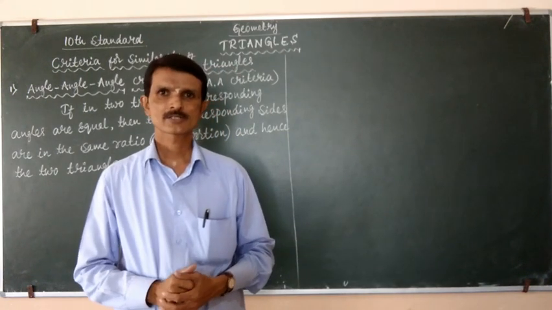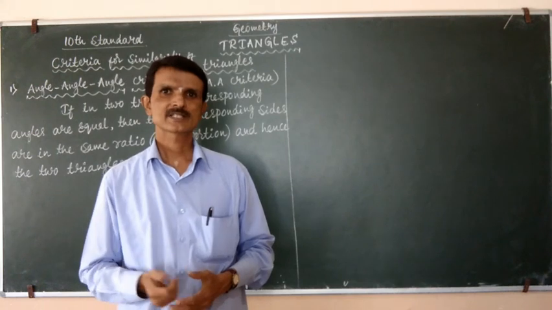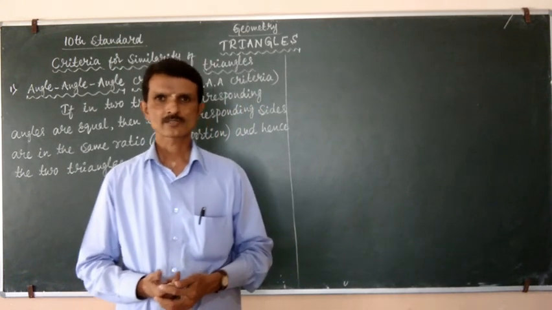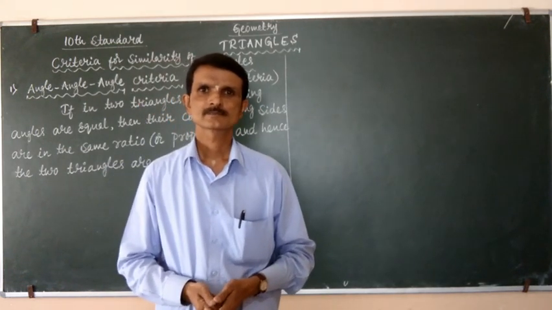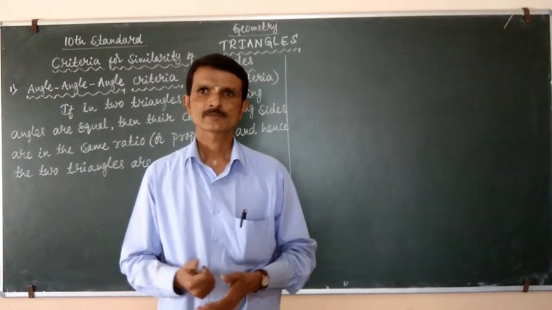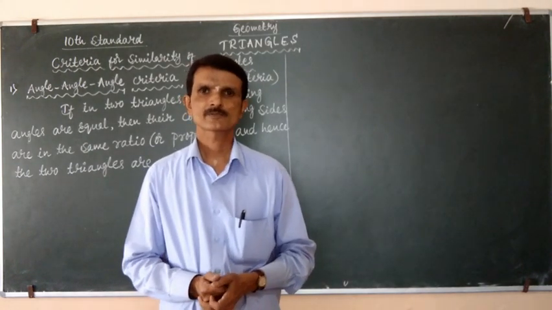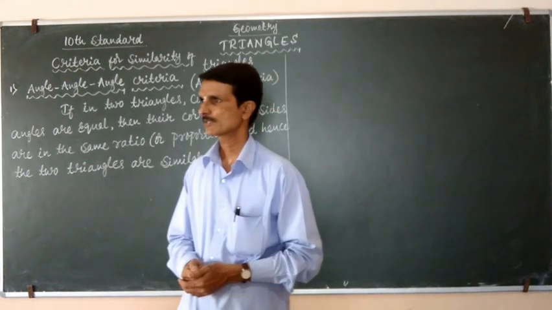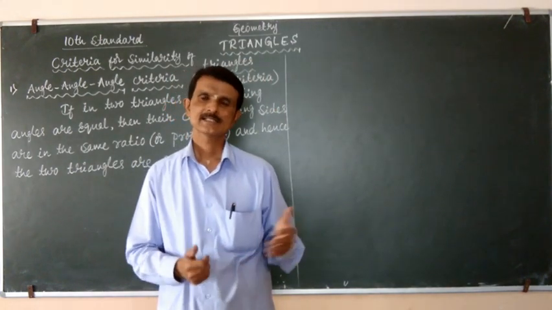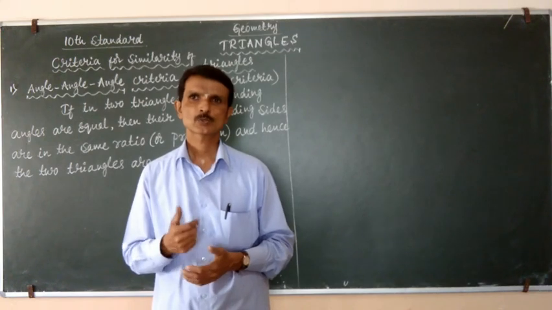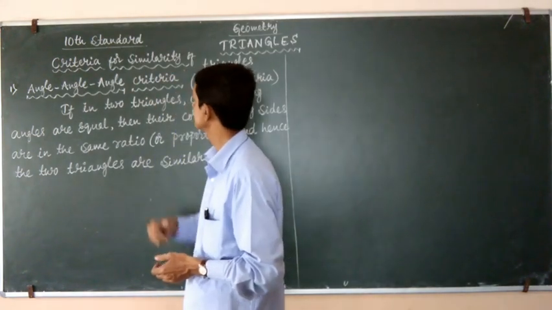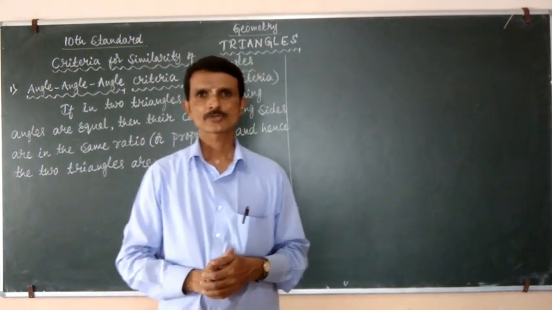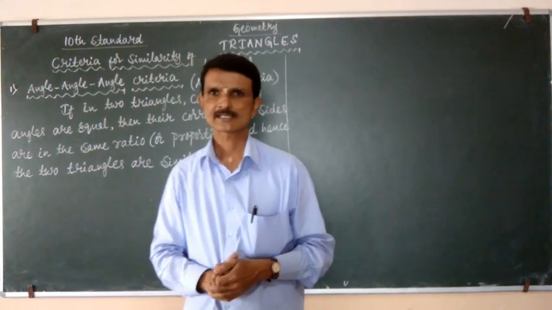Continuing the 10th class geometry, the chapter Triangles. In the previous class, we have seen the basic proportionality theorem and the proof of the theorem, also called the Thales theorem, and we solved problems on it. Now students, in this period, we will see the different criteria to show the similarity of triangles.